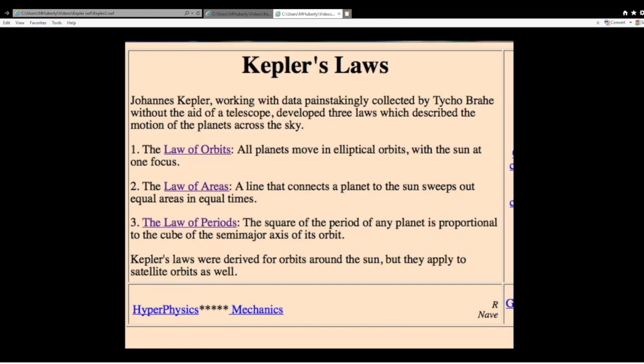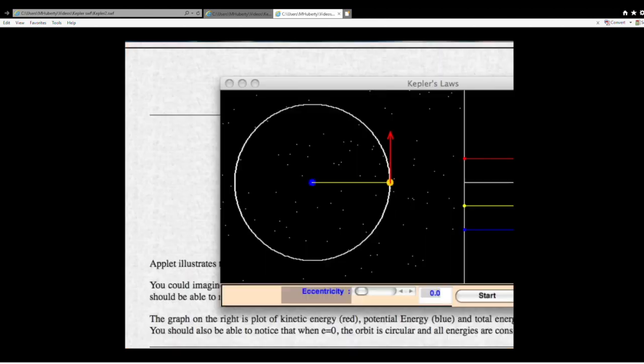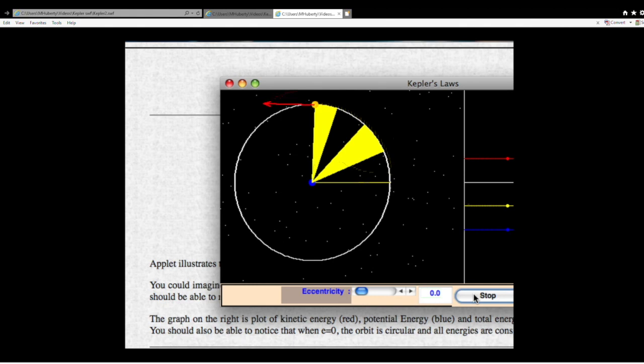Kepler's second law then is the law of areas. And it says a line connecting a planet to the sun sweeps out equal areas in equal times. What does that mean? Well, this applet here will allow us to look at this idea of sweeping out equal areas in equal times as we've got this planet moving around a sun here.